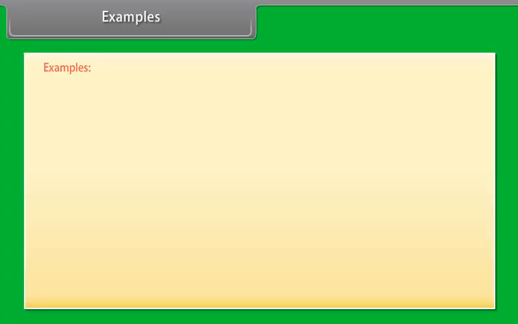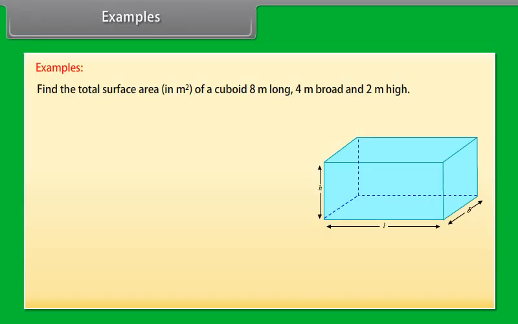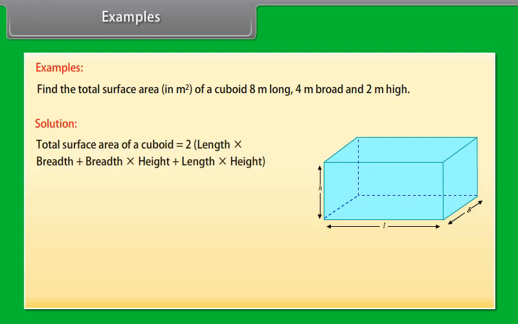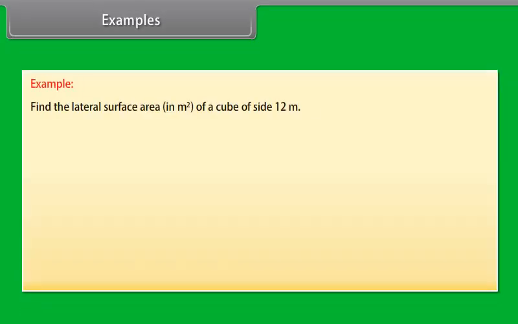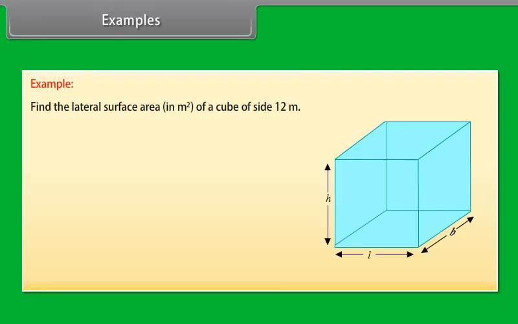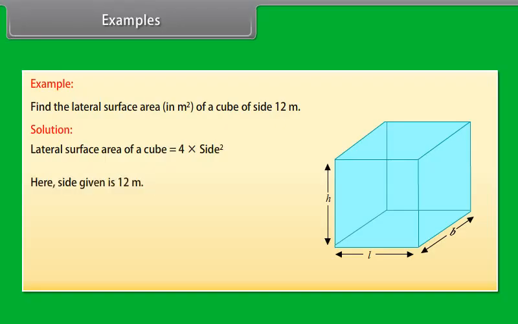Example. Let us solve some examples now. Find the total surface area in meters square of a cuboid 8 meter long, 4 meter broad and 2 meter high. Solution. We know that the total surface area of a cuboid is equal to 2 into (length into breadth plus breadth into height plus length into height). Therefore, by substituting the values of length, breadth and height, we get total surface area of a cuboid equal to 2 into (8 into 4 plus 4 into 2 plus 8 into 2), which is equal to 112 meters square.